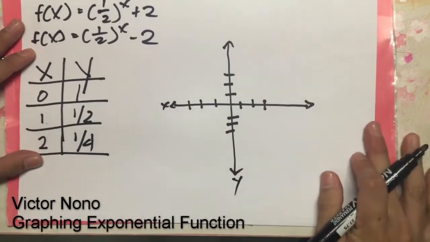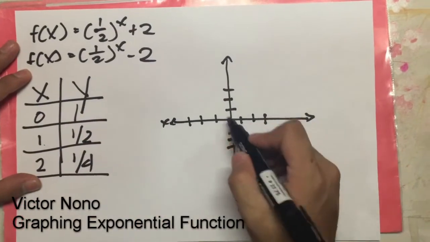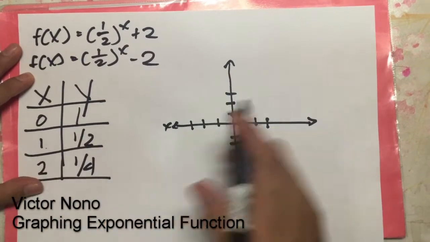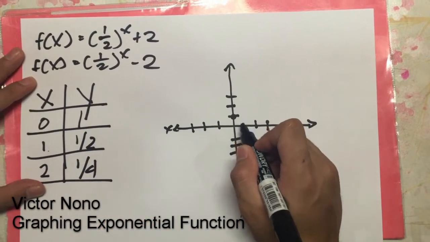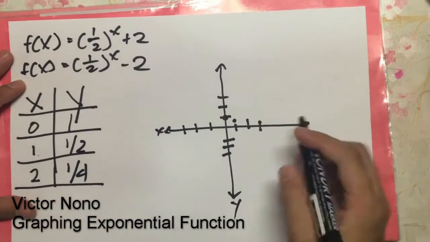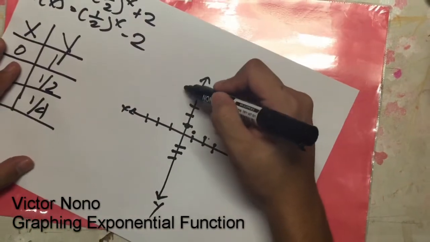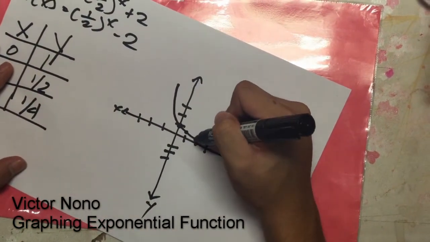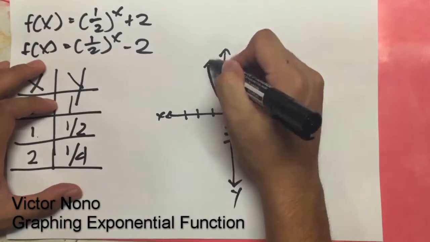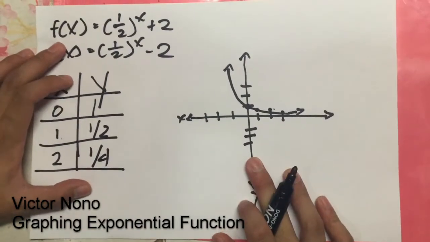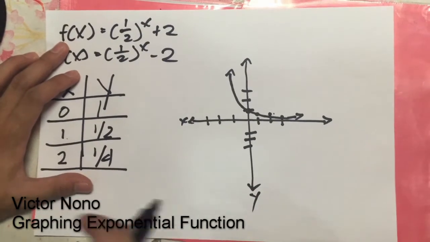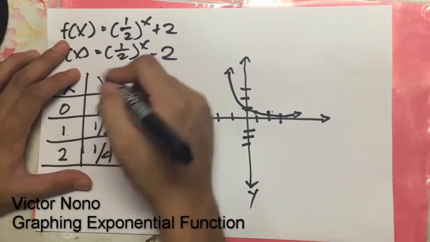x and y. So 0 and 1; 1 and 1/2; 2 and 1/4. So the line will be like this. So we will set another domain and range for us to determine if the graph is a vertical translation or horizontal translation.